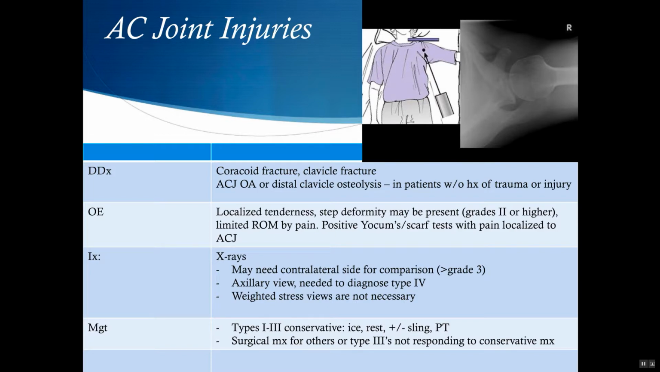The management for types 1 to 3 is typically conservative, which includes a short period of sling immobilization. You can consider anti-inflammatory modalities, ice for symptom control, and then rehab to address shoulder mechanics and strengthening. For patients with type 3 who are high demand athletes and have persistent instability, surgical management may be considered. And then certainly for your higher grade injuries, types 4 and above, you may want to consider surgical consultation depending on the level of the patient's function or limitation of function and response to therapy, for example.